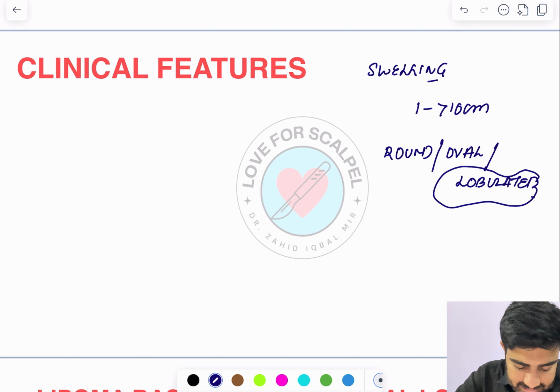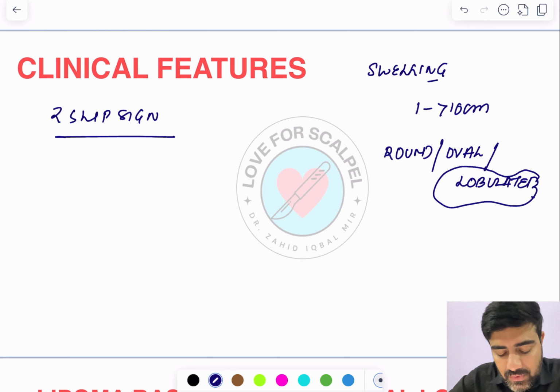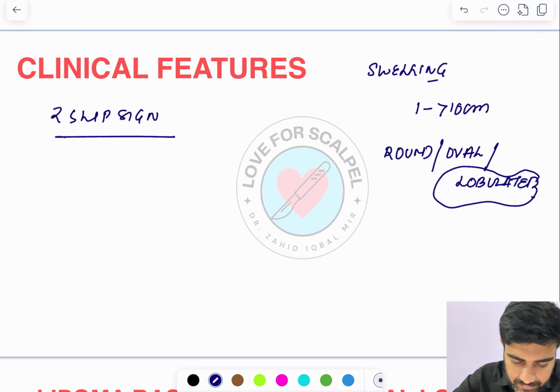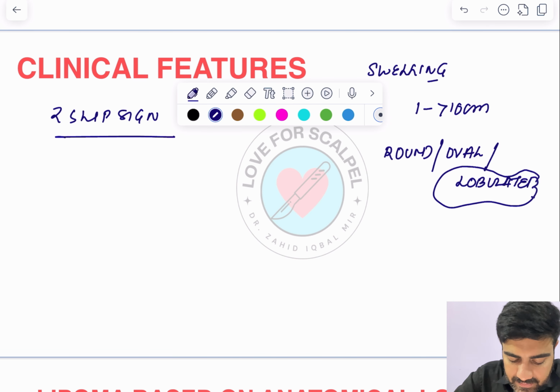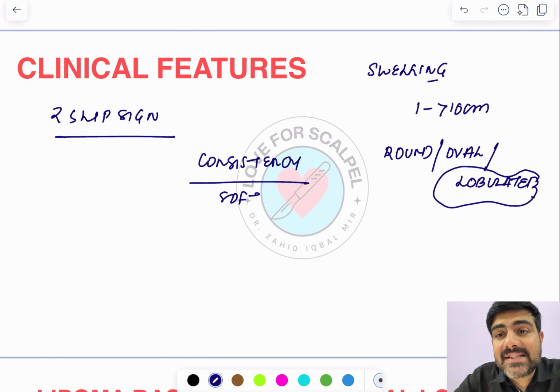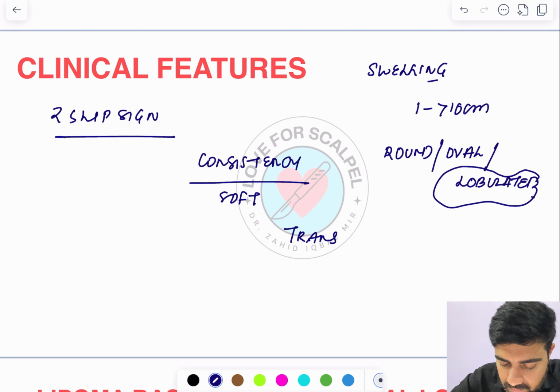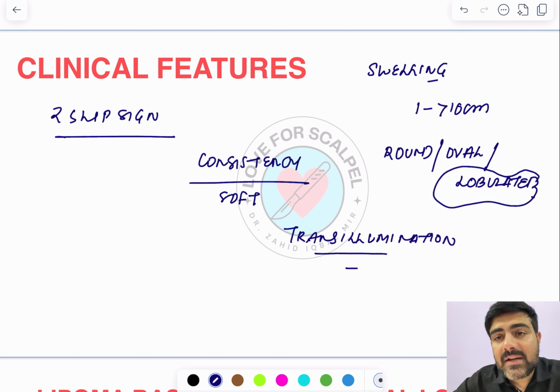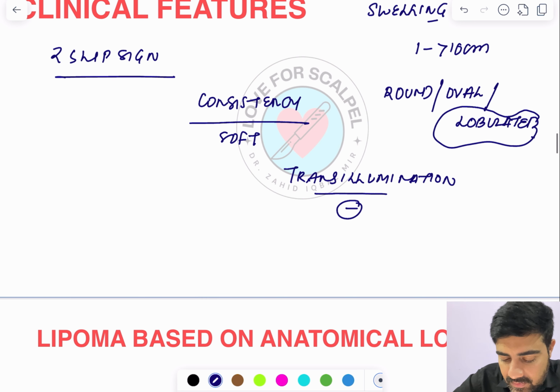Then second thing is slip sign. When you try to catch hold of these swellings, they slip. So this is slip sign, and this is a characteristic feature of lipoma. Then we have consistency. It is soft, it is not cystic, it is soft. So this differentiates it from cystic swellings. Then we have transillumination, and transillumination is absent mainly.